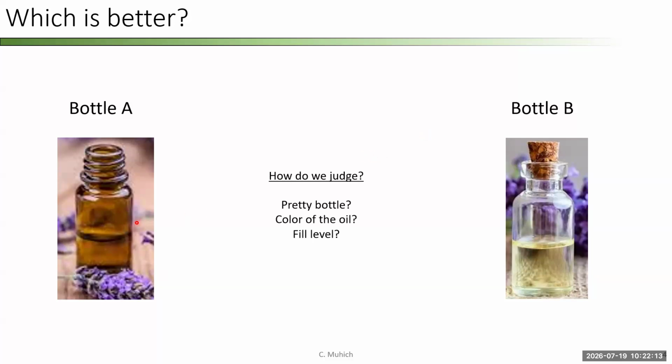Do we judge it based on the bottle? This one maybe looks nicer, but this one's darker. This one maybe has darker oil. This one has lighter oil. Fill level, how much we get, right? Well, let's think about these different possibilities, right?